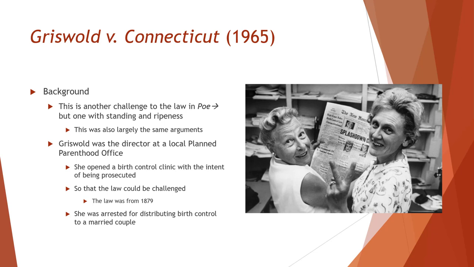But they were wanting this because they wanted a case to go up to the Supreme Court. What they saw with Bill Brennan in that composition of the court is that he was kind of like, I want to rule in favor of you, but the case is not ripe. We can't take up these cases in this manner. So they open up a birth control clinic hoping to get arrested, hoping to get prosecuted. And they were. They were arrested for distributing birth control to a married couple.